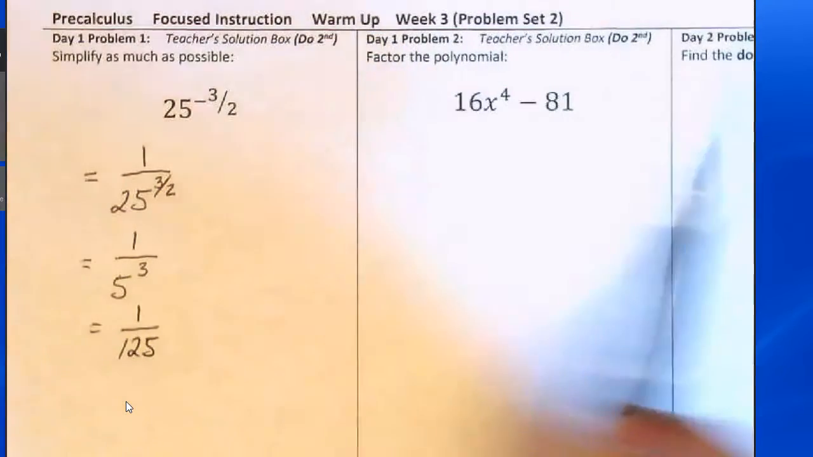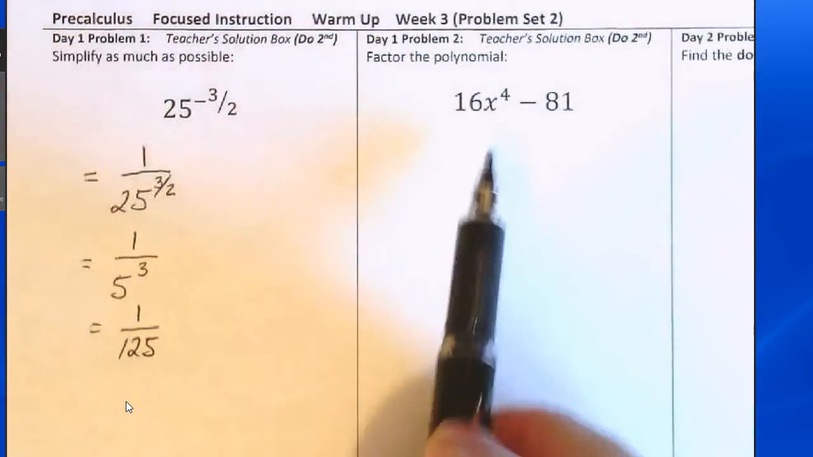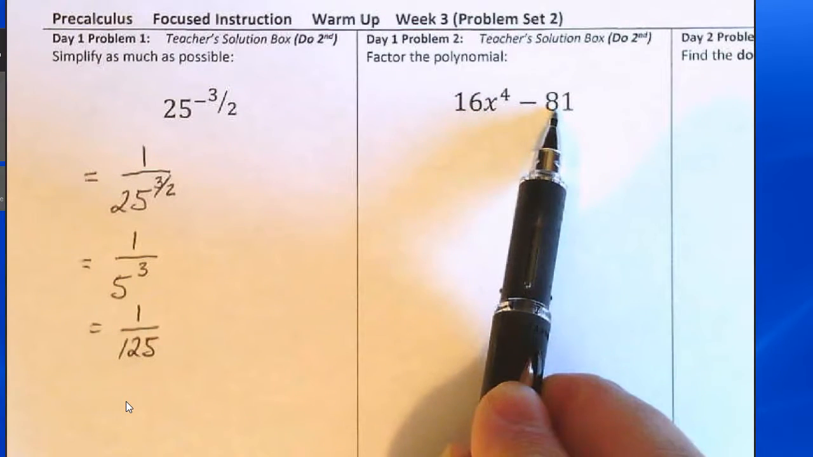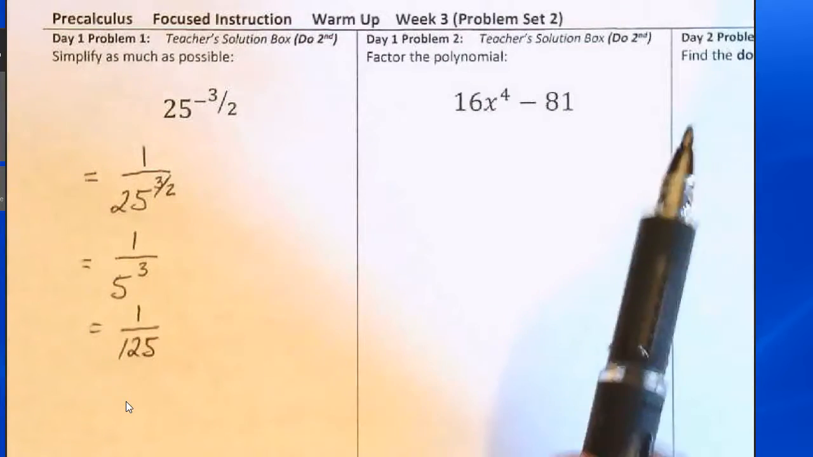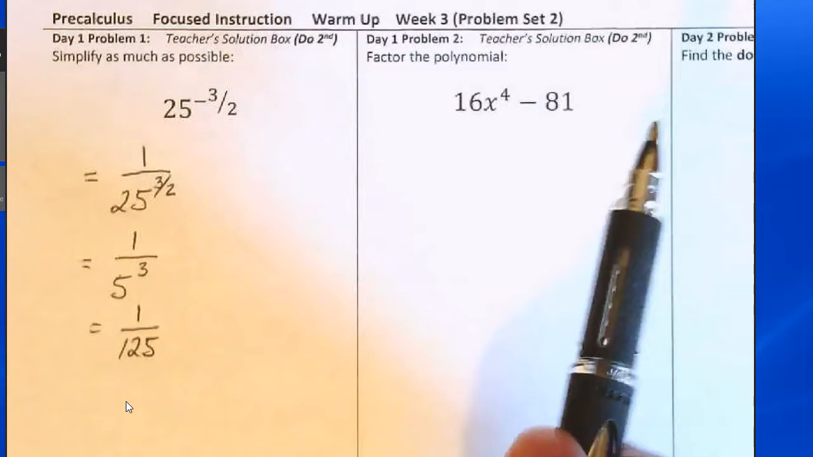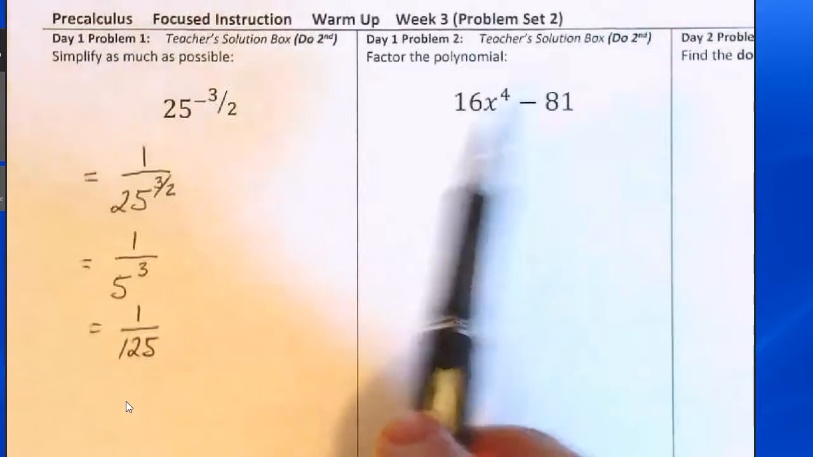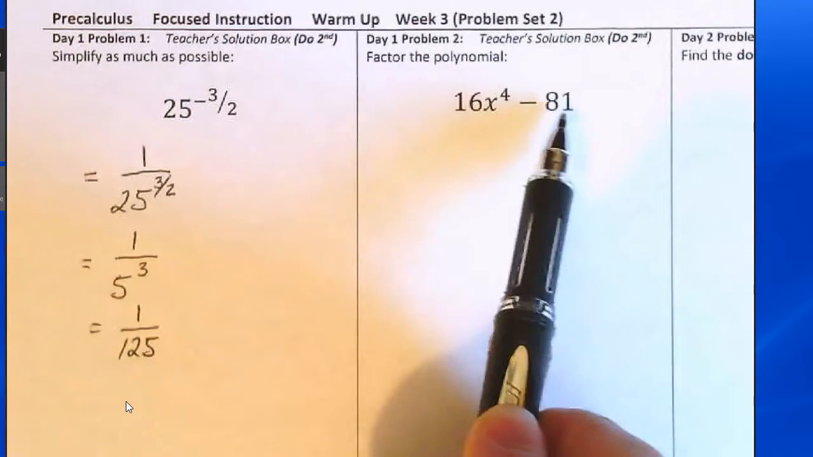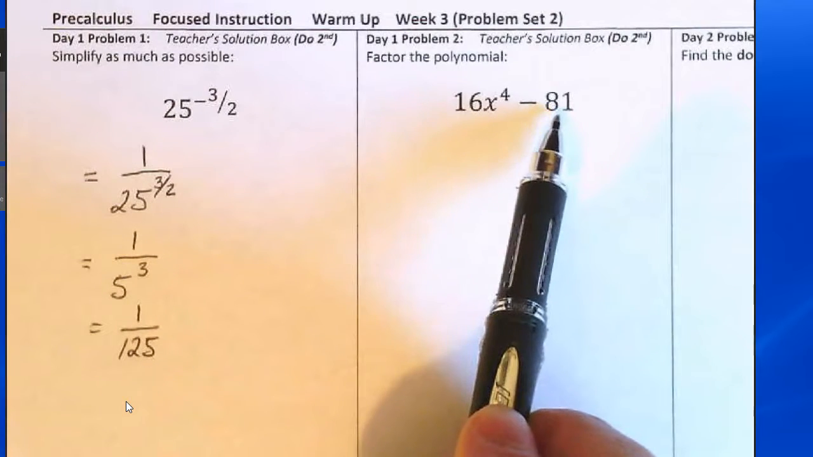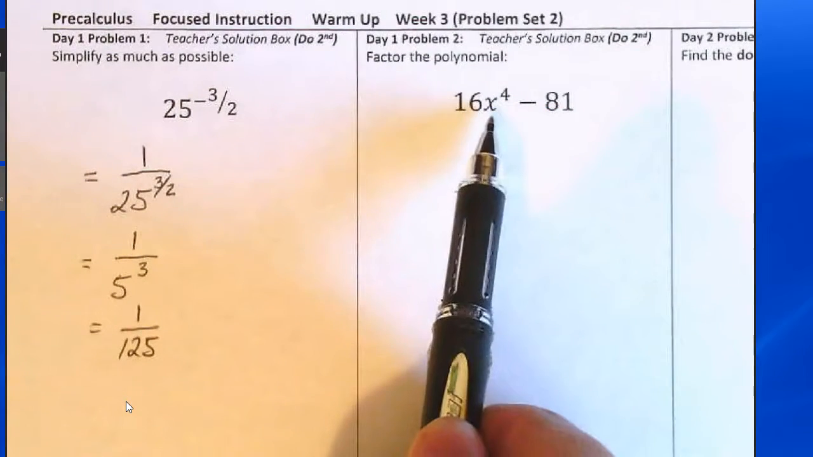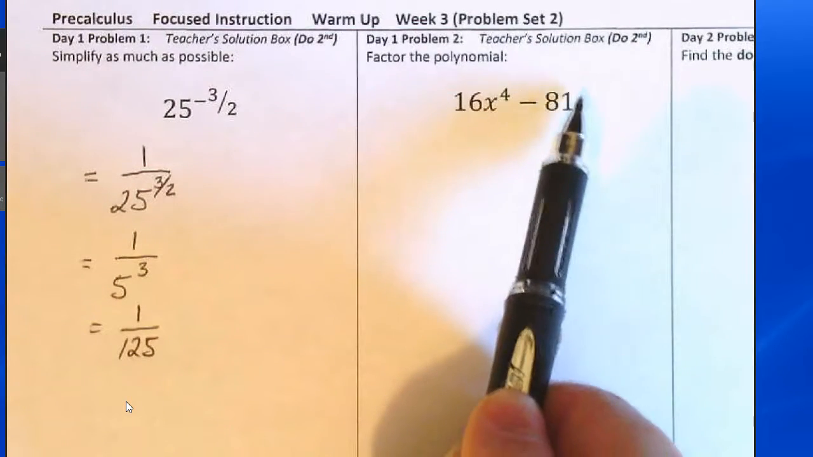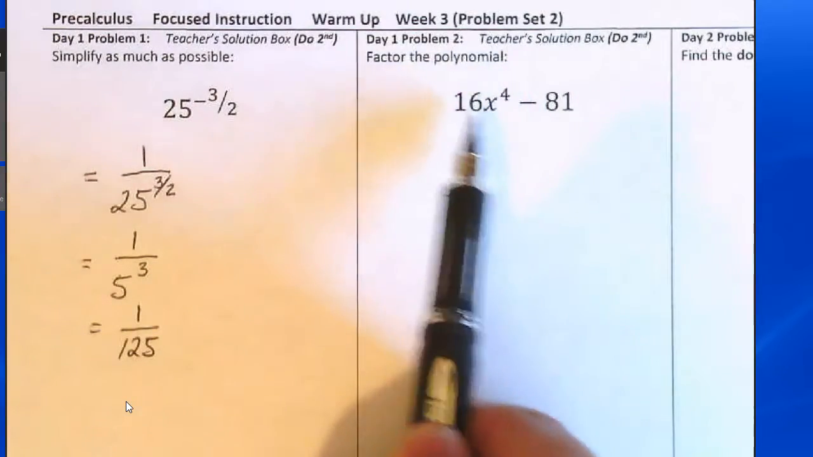Day 1, problem 2, factor the polynomial. Here we have a polynomial with 2 terms. This is called a binomial. The first type of factoring to look for is a greatest common factor. Is there a number other than 1 that divides into 16 and into 81? There's not. There's also not a variable that would divide into both terms. So there is no factoring out a GCF.